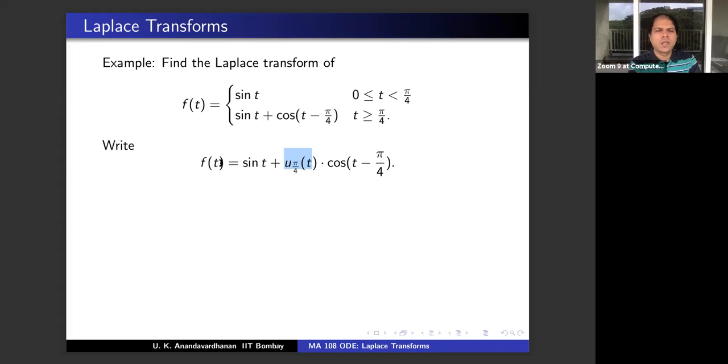So the given function is sine t plus u at pi by 4 of t times cos of t minus pi by 4. You agree? When t is less than pi by 4, this is 0. So this goes away, so the answer is sine t. And when t is bigger than pi by 4, this is 1, and you get this answer.